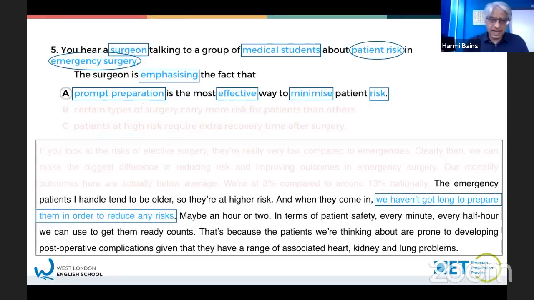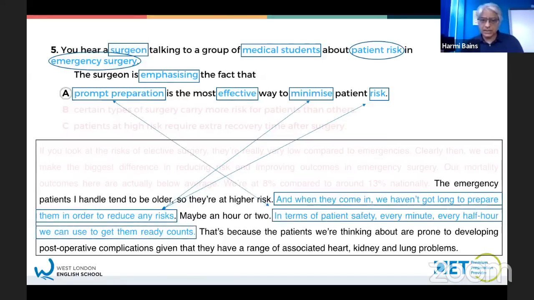Okay, so you can see here, really, the speaker was saying, well, the patients are older, they come in, and we don't have a lot of time to prepare them. And you can see this is what we want to do. We want to reduce risks, so we want to minimize risks. You can see how very similar it is to answer option A. In terms of patient safety, every minute, every half hour we use to get them ready counts. In other words, prompt preparation. The word prompt, if you're prompt, you're very quick. So quick preparation is the most effective way to minimize risk. That's really what the speaker was emphasizing.